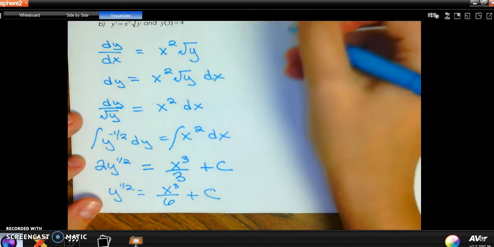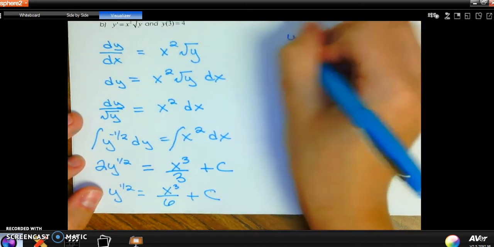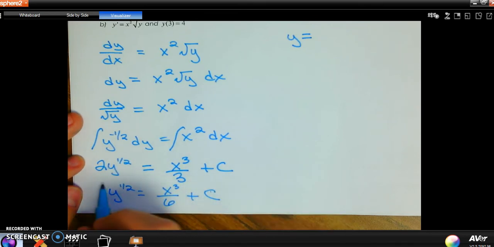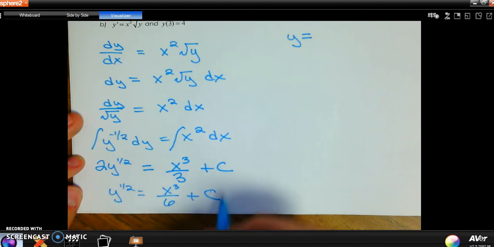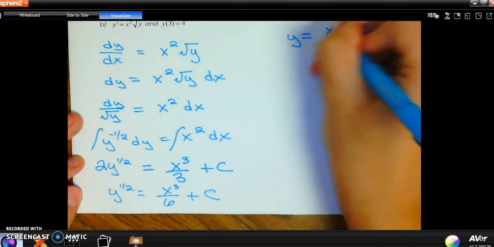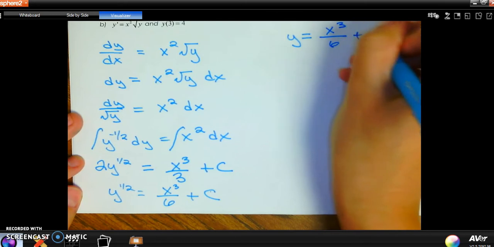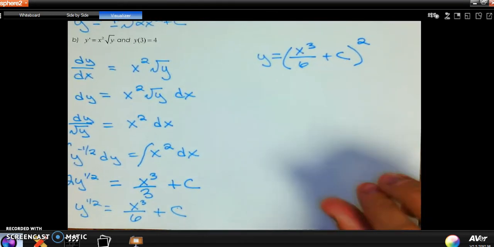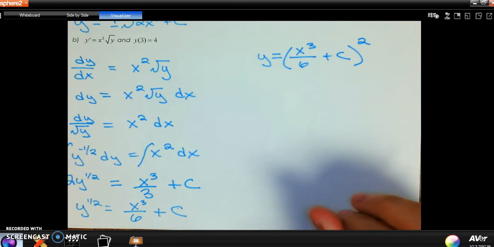And then I'm just going to go over to the top here. So my final, so I've got y equals, to undo the 1/2 power, you could kind of think of it as square root of y, if that helps. To undo squared, or the 1/2 power, you would square both sides. So you're taking this side, squaring it, and taking this whole thing and squaring it. So you get y equals x cubed over 6 plus c, the whole thing squared. Oops, sorry, a little off the page there. Okay, so there is my equation.